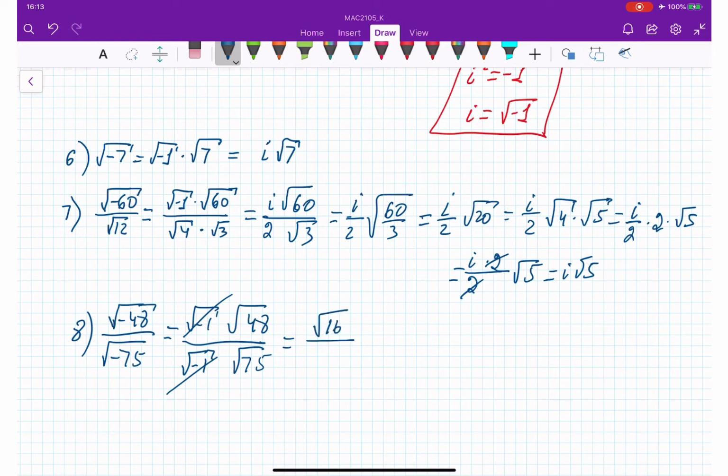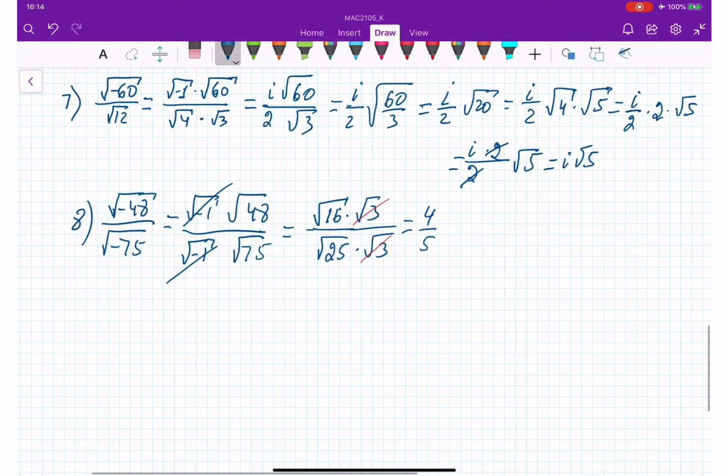48 is square root 16 times square root 3, because I can take the square root of 16, right? If I take square root 6 and square root 8, neither has a whole number result. So we are trying to find the number whose square root will come out. So 16 and 3. 75 is going to be square root 25 times square root 3. Correct? Okay. So square root 3 is gone. And square root of 16 is 4, square root of 25 is 5. And the problem is solved. That's how we do the division.